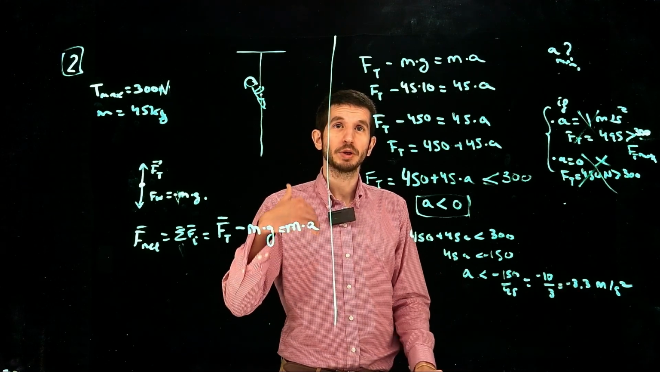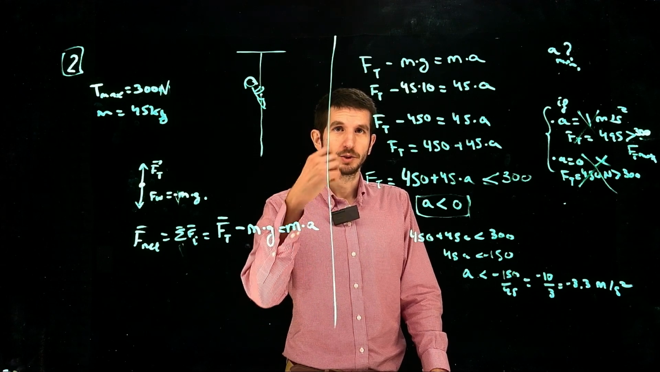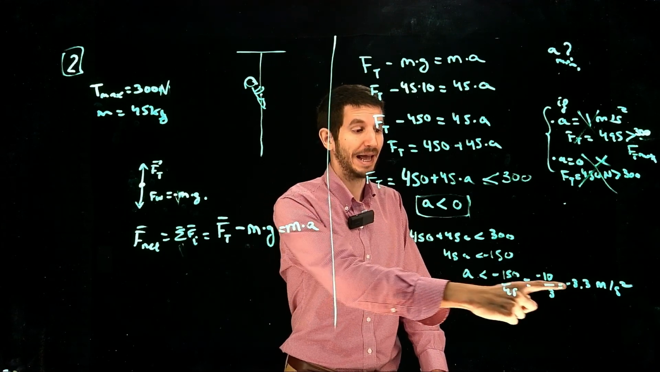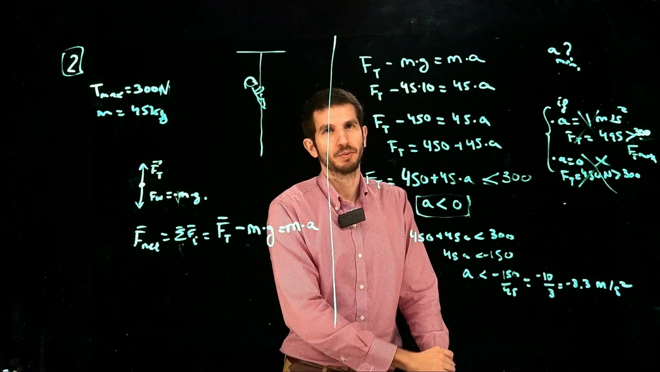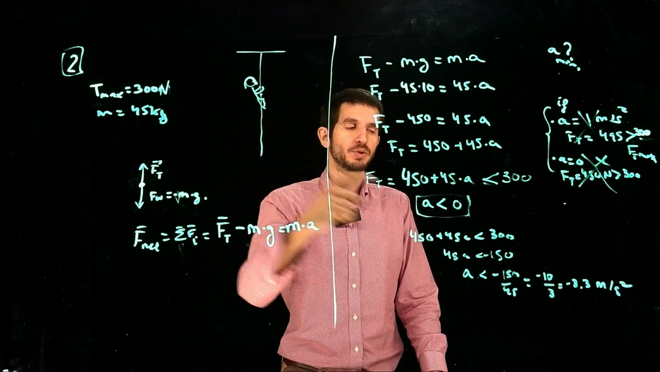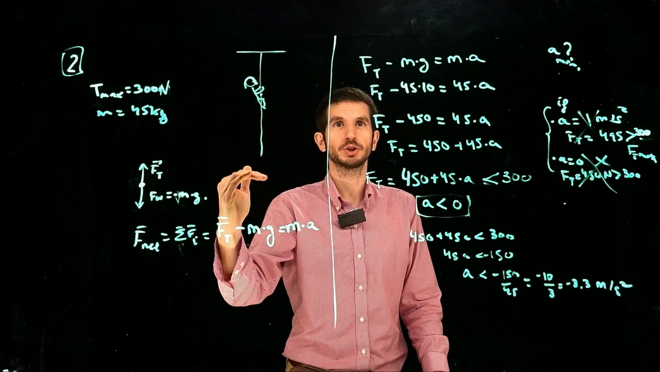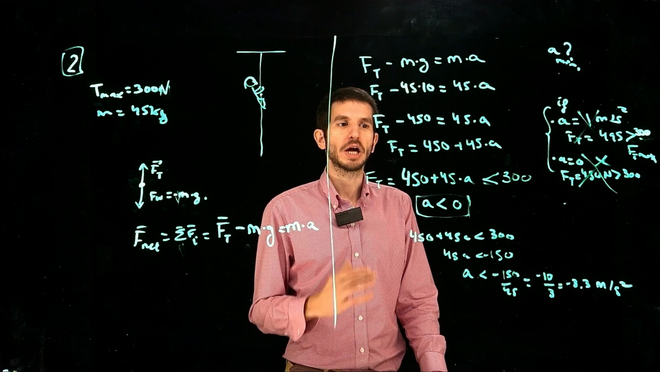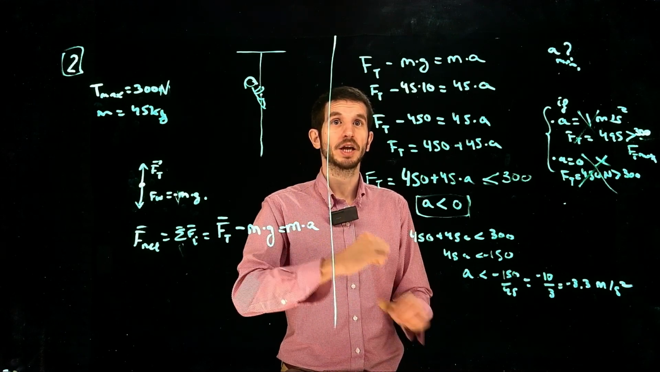So how does the woman avoid the rope breaking? If she goes downwards with an acceleration of at least negative 3.3. So going downwards at least with 3.3 meters per square second. Every second she goes down, she needs to gain 3.3 meters per second in velocity. So that's why the tension otherwise would be too much and it would break.